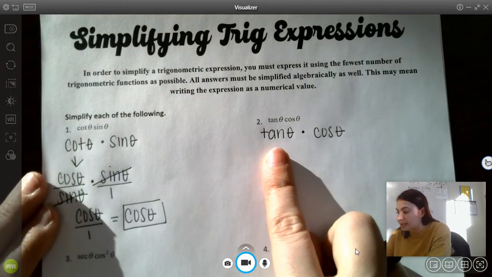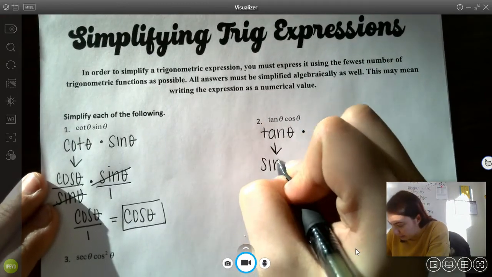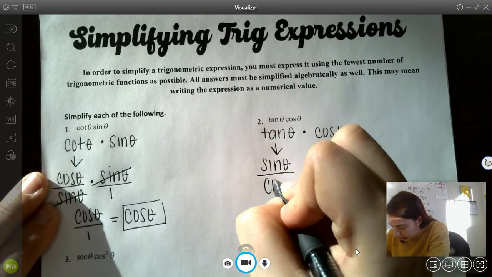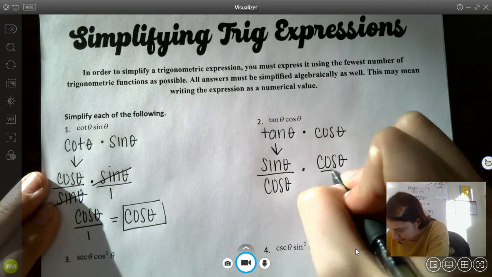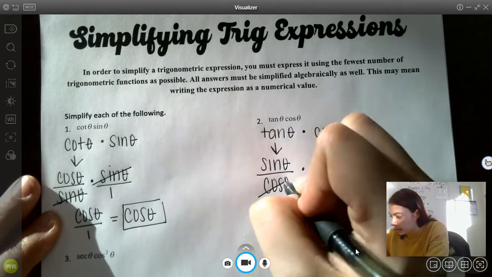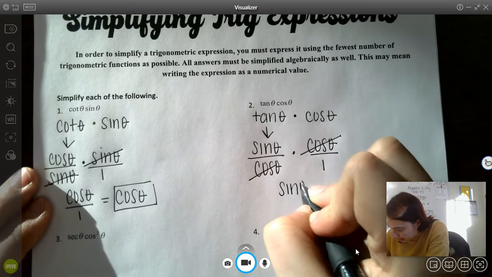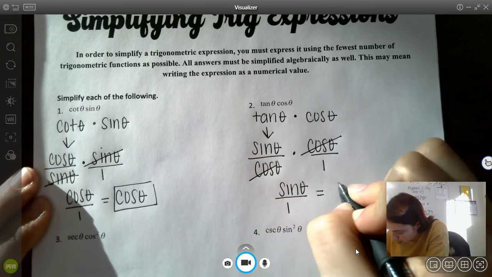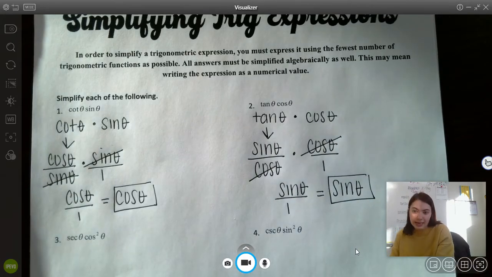So let's talk about the tan of theta. Tan of theta is also known as sine of theta over cosine of theta. And once again, hopefully we see that cosine over cosine is just 1, so we can go ahead and cancel those out. Therefore, we're left with the sine of theta over 1, which is just equivalent to the sine of theta.